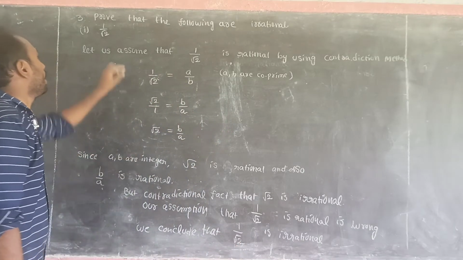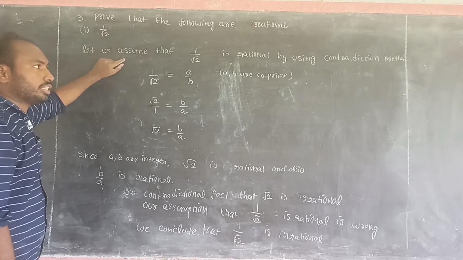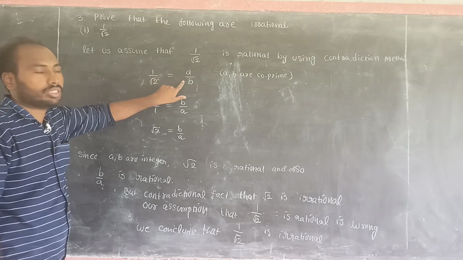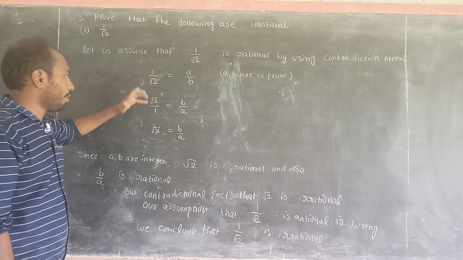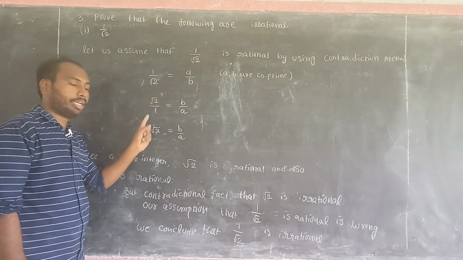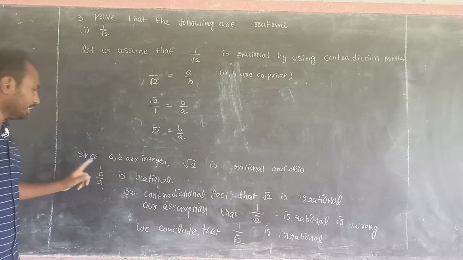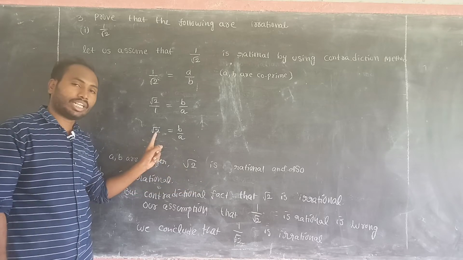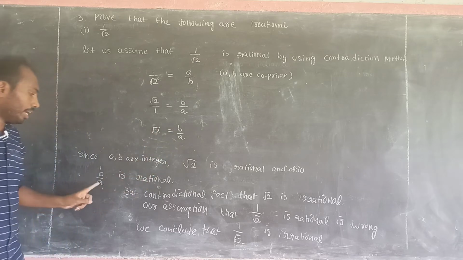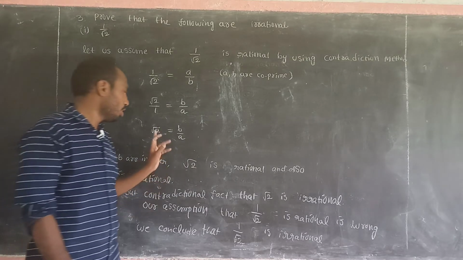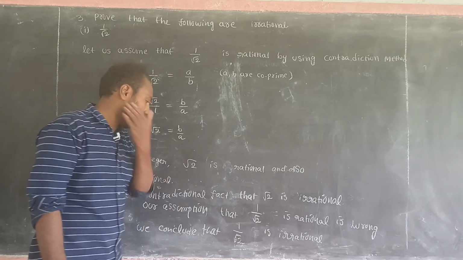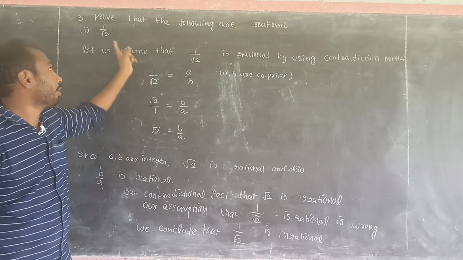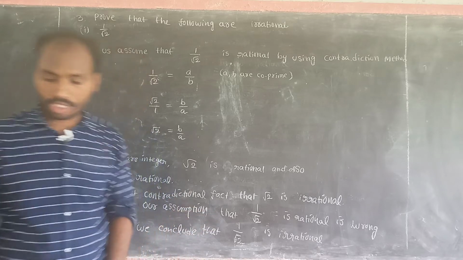Same process. Let us assume that 1 by root 2 is rational by using the contradiction method. 1 by root 2 is equal to a by b. Reciprocal on both sides, root 2 is equal to b by a. Since a, b are integers, b by a is rational, so root 2 is also rational. But this contradicts the fact that root 2 is irrational. So our assumption is wrong. We conclude that 1 by root 2 is irrational. Write down. Next problem.